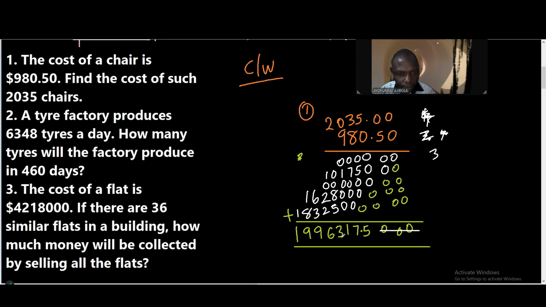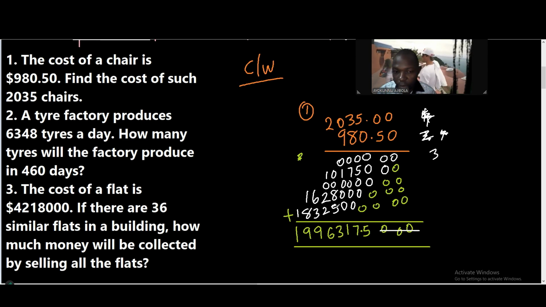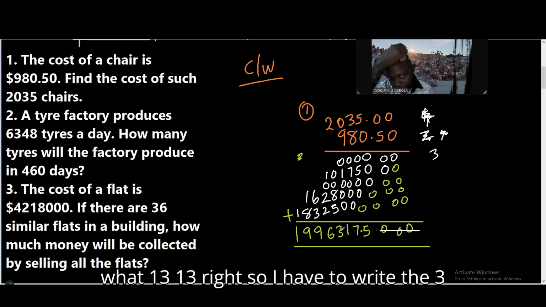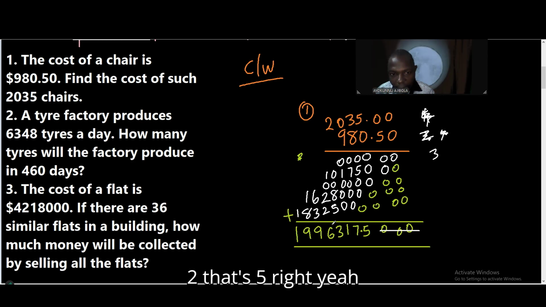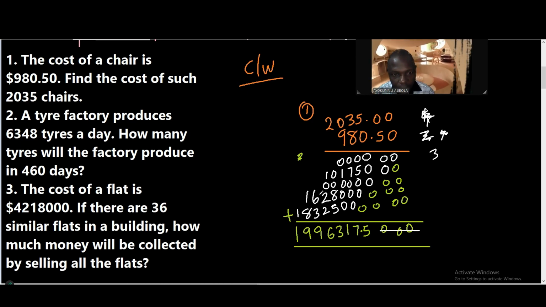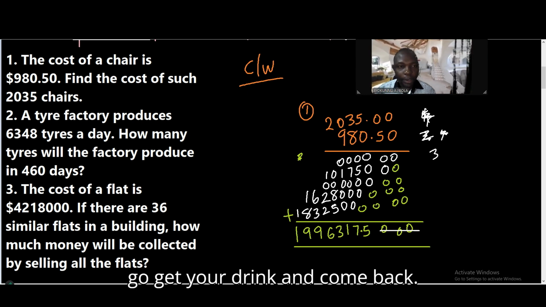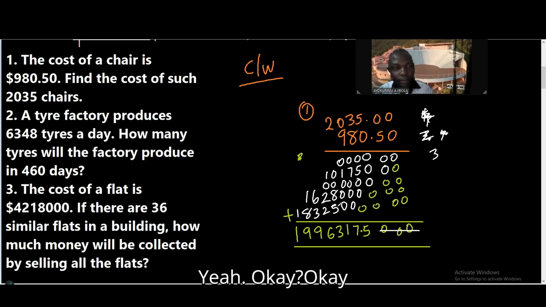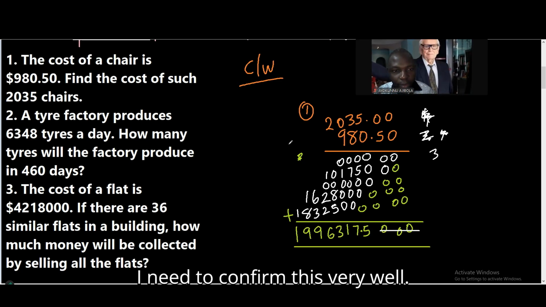That's 13. 8 plus 5 is what? So 13, 13. So I have to write it 3. I keep 1. So 1 plus 2 plus 2, that's 5, right? Then plus the 1 I brought over, that's 6. Then this is, okay, go get your drink and come back. Okay. All right, we're going to continue shortly. I need to confirm this very well.